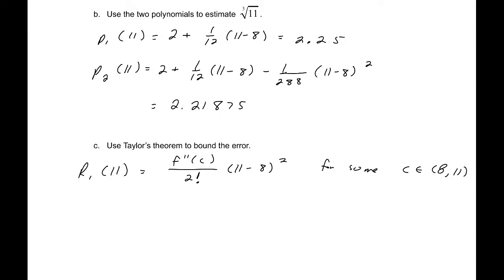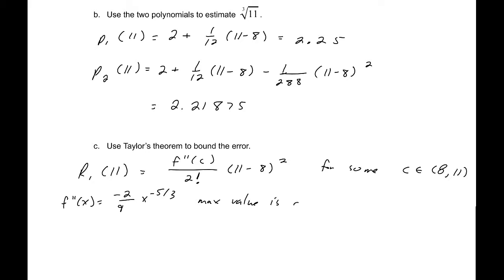Now we don't know what that c value is. So what we want to do is find the maximum value. So if you look at the second derivative, we said that was negative 2/9 x to the negative 5/3. Now that is a decreasing function. So the maximum occurs at x equals 8. All right, so it's decreasing. So our maximum value is at x equals 8.